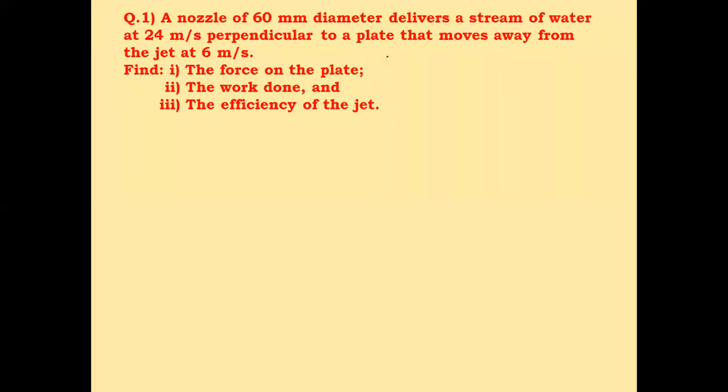Now, is the screen visible? Question number 1. A nozzle of 60 mm diameter delivers a stream of water at 24 meter per second perpendicular to a plate that moves away from the jet at 6 meter per second. Find the force on the plate, the work done, and the efficiency of the jet.